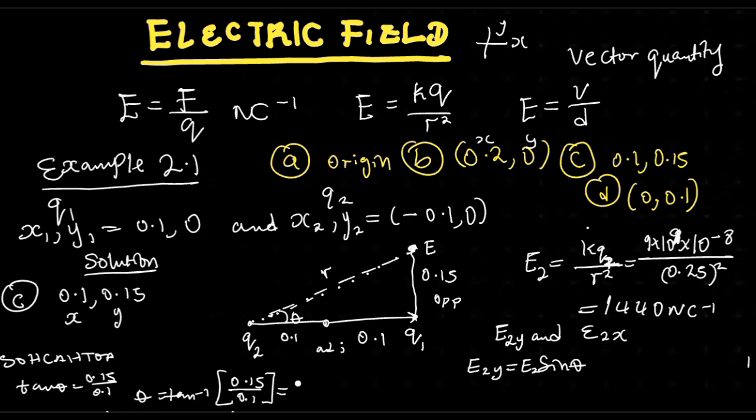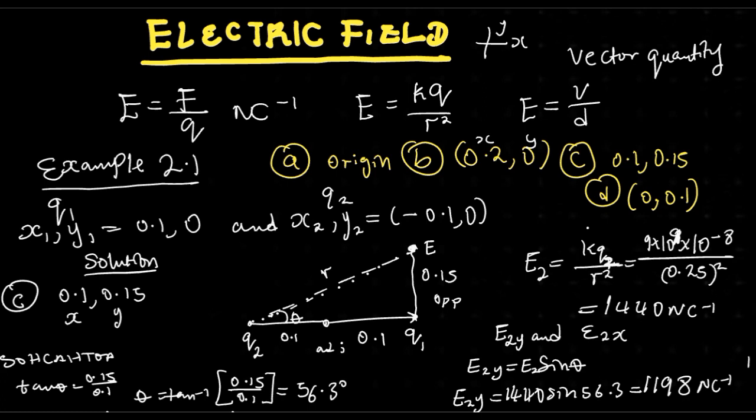If you do this, we have an answer like 56.3 degree. So our E2y is equal to E2, that is 144 that we just calculated, then sine 56.3 degree. So that is 144, right? Sine 56.3. So you have an answer like 119.8 Newton per Coulomb.